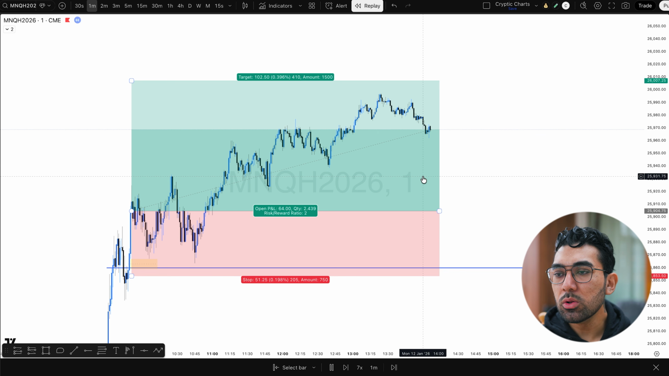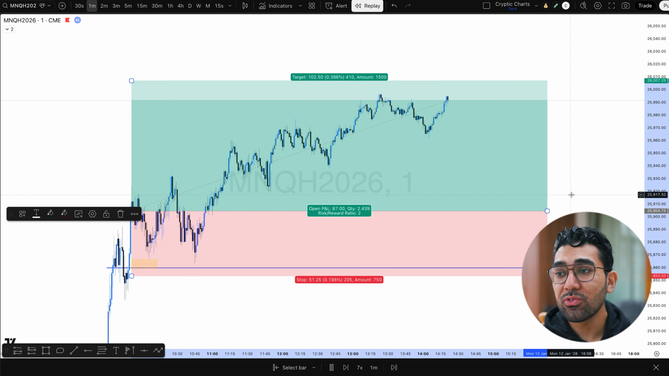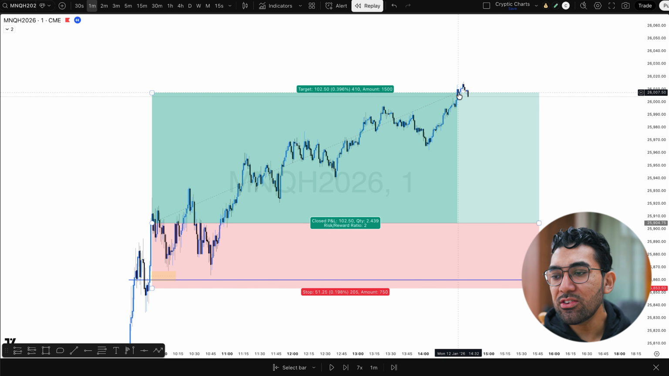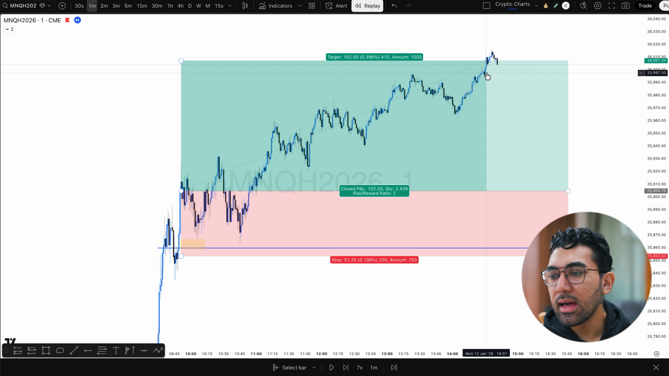Now, this is a very long hold. This is a much longer trade than the last one. Last trade was only 17 minutes. This trade has taken us a bit of time, but we eventually have managed to get to the target. We entered this trade at around, what time was it here? It was 9:50 and we hit the target at 2:30.